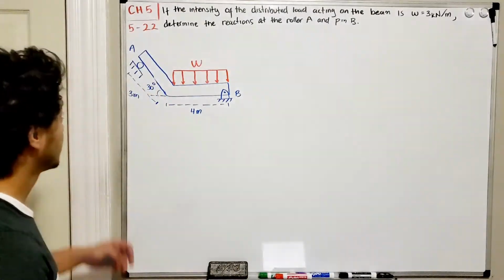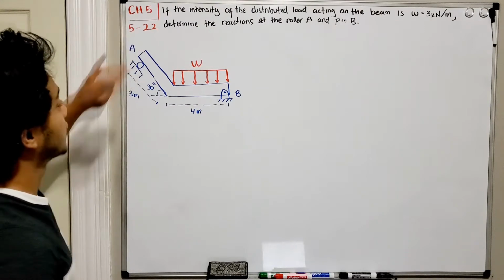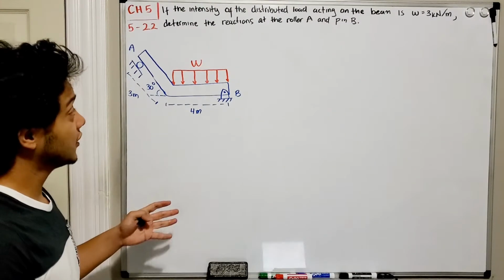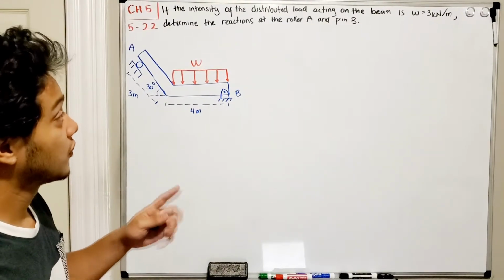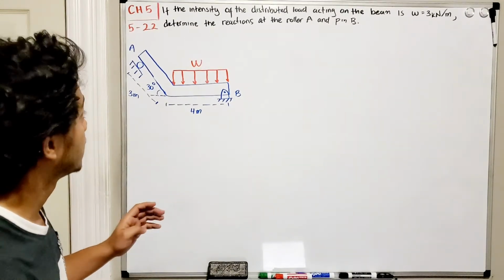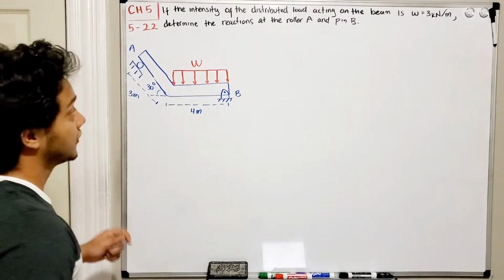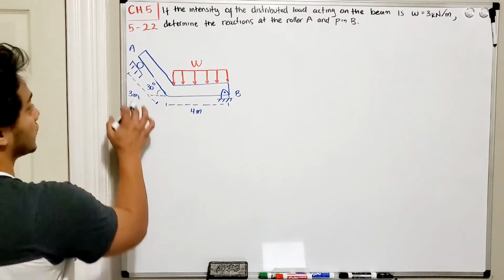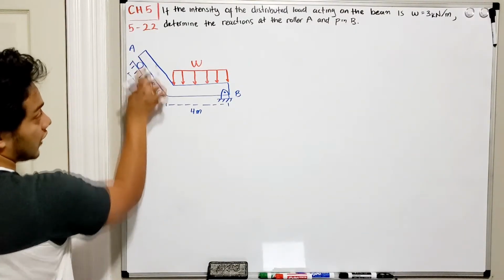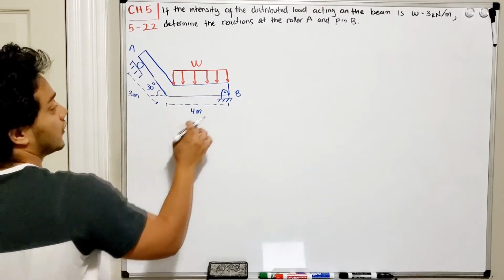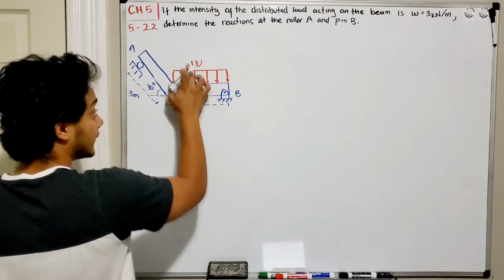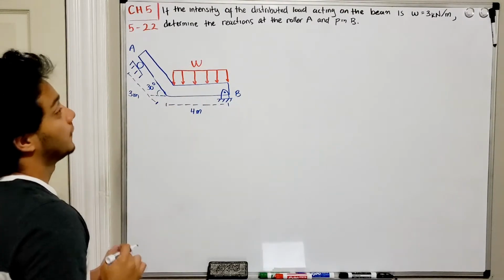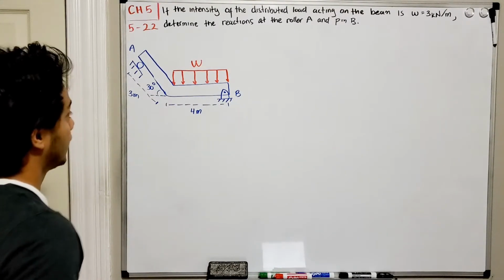We're in statics and we're going to do problem 5.22, okay? It says, if the density of the distributed load acting on the beam is w, which is equal to 3 kilonewtons per meter, determine the reactions at the roller A and pin B. So we got our roller at A, we got our L-shaped beam, and we have also a pin at B, okay? We have this distributed load that we can find with the area.